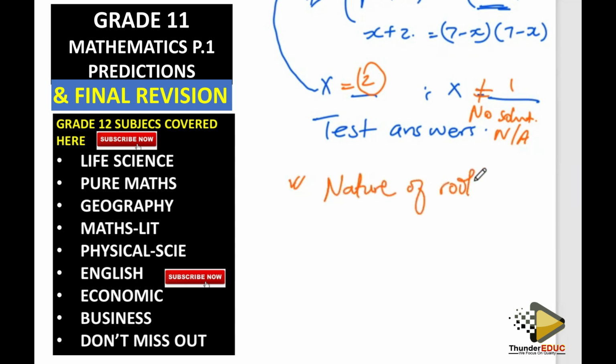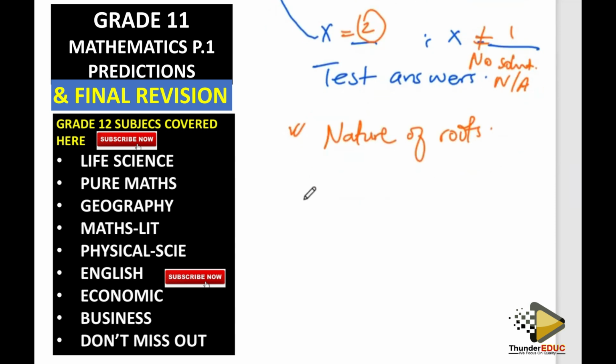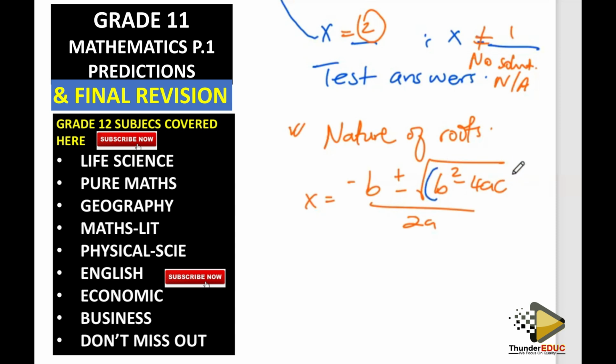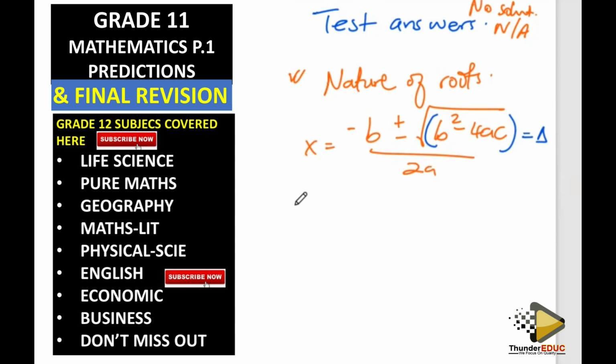Okay, so nature of roots is still under algebra. So under nature of roots, we normally have interest in the quadratic formula, but our main interest is just what is under the square root, what we call the discriminant. So in this case, the value of this discriminant plays a big role in determining the nature of roots. So this discriminant is sometimes called a delta or just a triangle. So I'm going to say if that triangle is less than 0, okay, then we know that the roots are non-real.